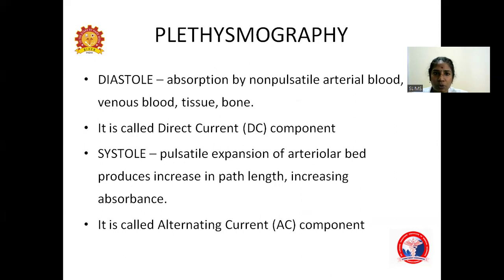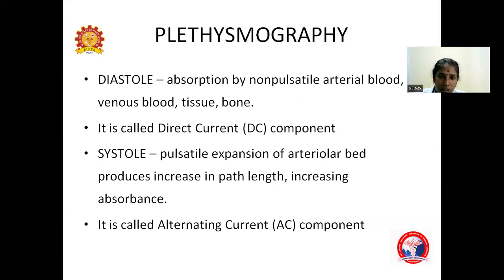Moving on to the plethysmography, that is we are having systole and diastole. In diastole, there is absorption by non-pulsatile arterial blood, venous blood, tissue and the bone. It is called the direct current component. Whereas in the systole, the pulsatile expansion of the arteriolar bed produces an increase in the path length and increase in absorption. This is called the alternate current component.